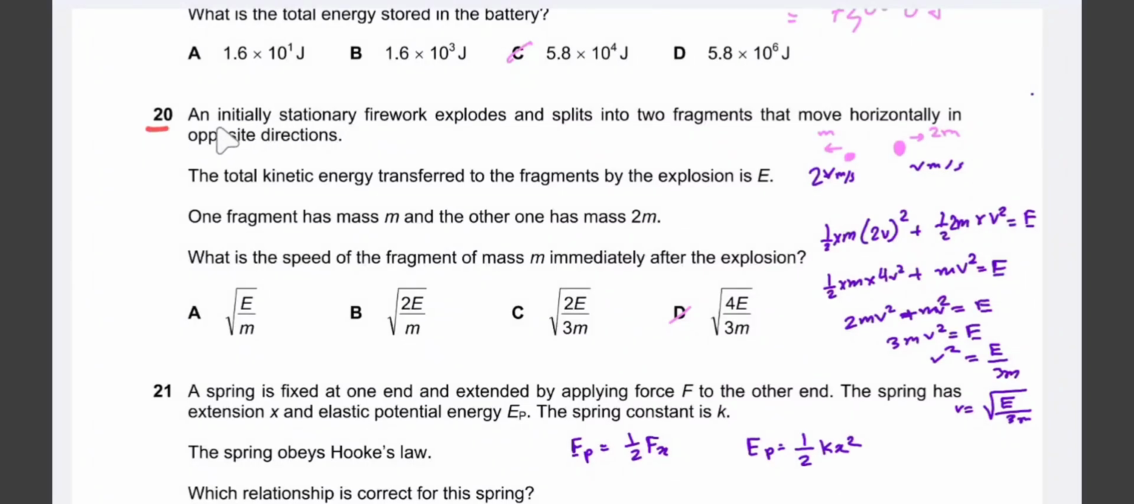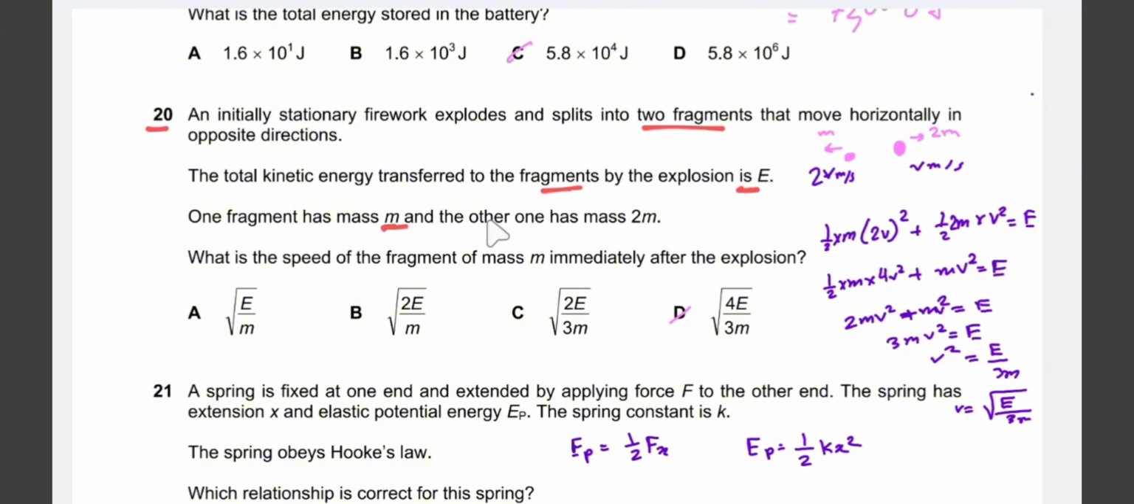Question number 20. An initially stationary firework explodes and splits into two fragments that move horizontally in opposite directions. The total kinetic energy transferred to the fragments by the explosion is E.